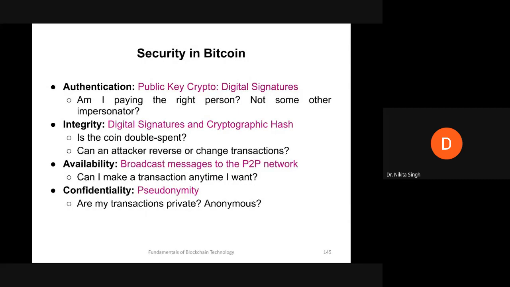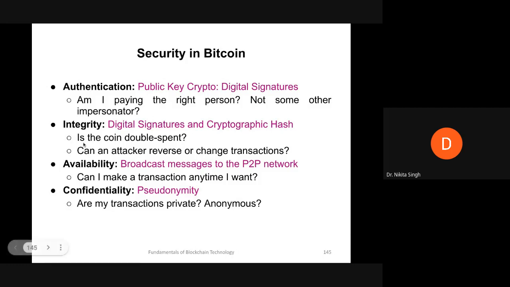Because whenever you are spending your Bitcoin, you will have to unlock them to spend them. So every time you do a spend, a lock or an unlock, a transaction, a UTXO has been created. So authentication and integrity is established with the help of digital signatures, your cryptographic hash, and your unspent transaction output.